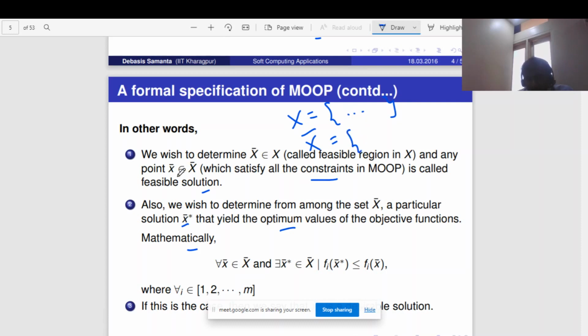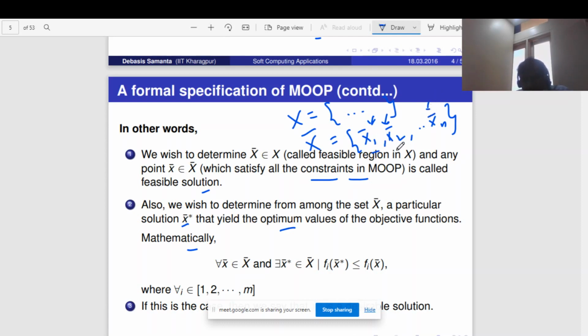X dash contains x1 dash, x2 dash, x3 dash up to xn dash. Each x dash, that is each individual in this list, will satisfy all the constraints of MOOP. That is, everything is one possible solution which satisfies the constraints of MOOP. Some you want to maximize, some you want to minimize, and all the constraints are satisfied.